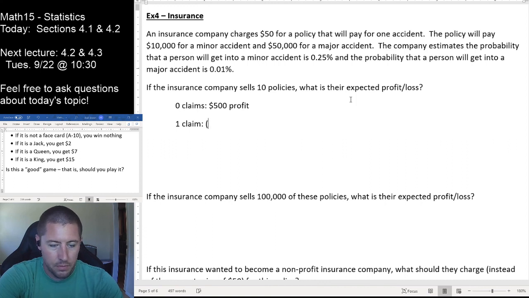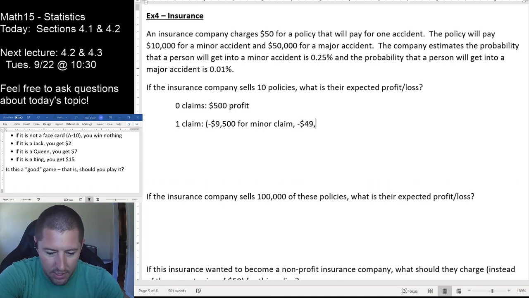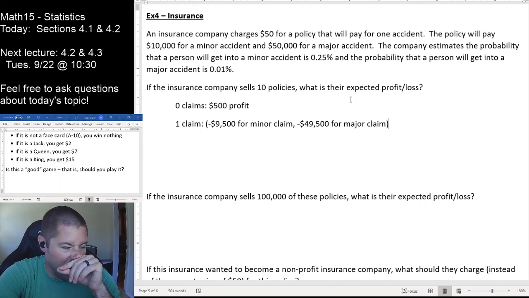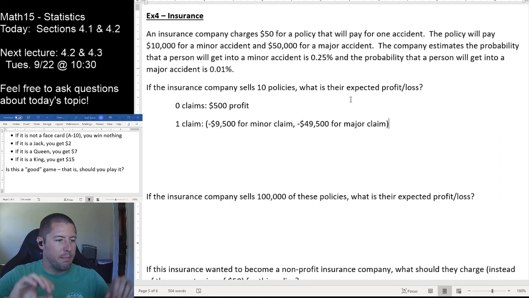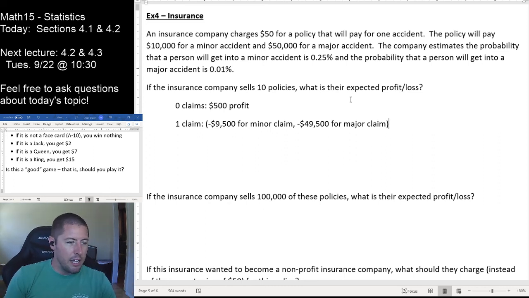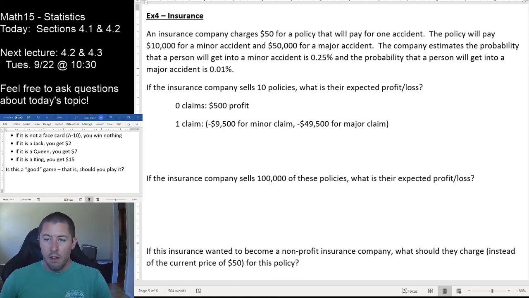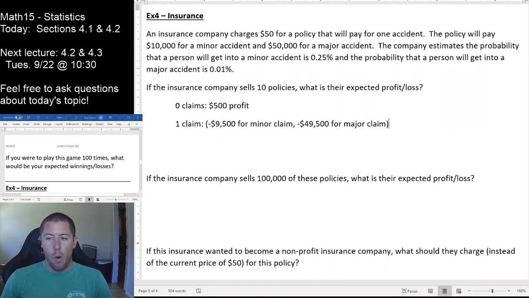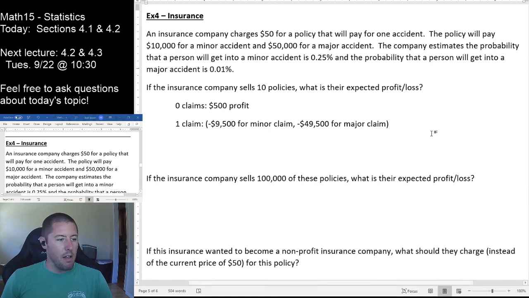And so I'm going to say they lost $9,500 for a minor claim. They lost what, $49,500 for a major claim. And so here's the deal. I'm not even going to go ahead and compute any probabilities of this occurring. I'm not going to talk about the probability that they have 2 claims or 3 claims or 4 claims. What you should realize is it's incredibly, incredibly difficult for an insurance company to make any judgments about what they should expect if they only sell 10 policies for something.